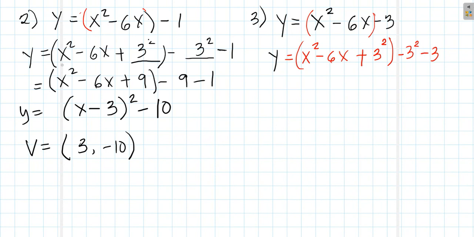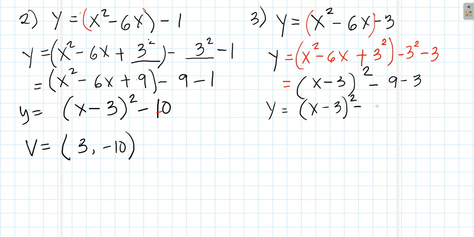So therefore, we have equals... Okay, so this is now equal to x minus 9 squared. Rather, no, it should be 3, because here this is 9. The square root of 9 is 3 squared minus 9 minus 3. So therefore, x minus 3 squared minus 12. Therefore, the vertex is equal to 3 and negative 12. Okay?